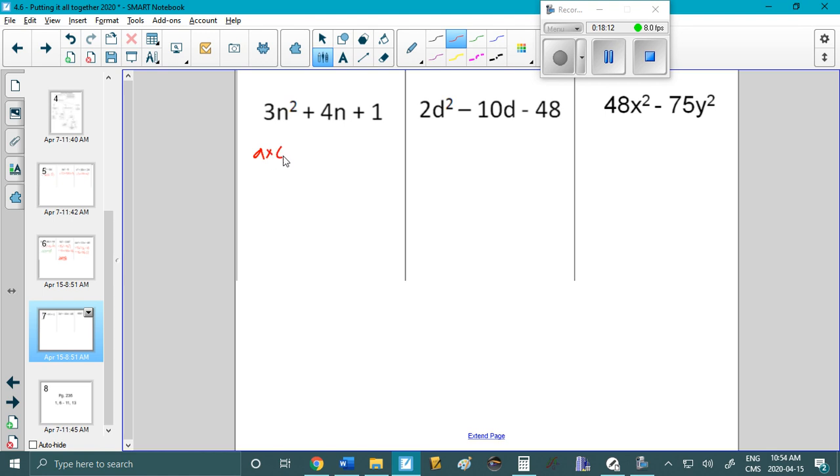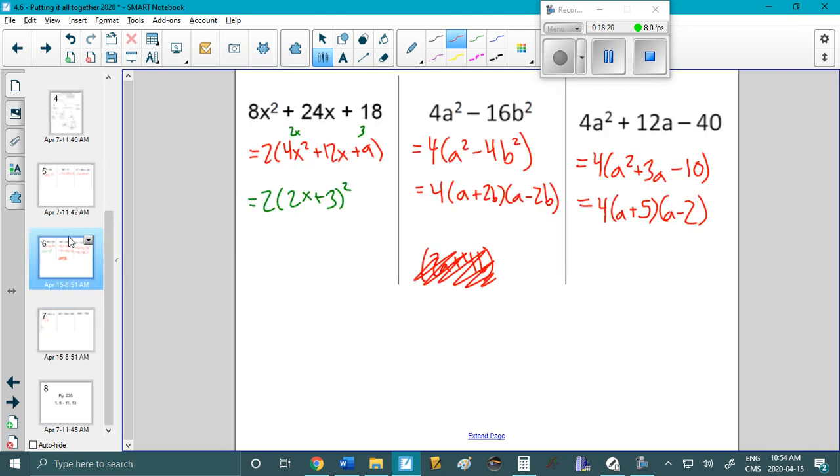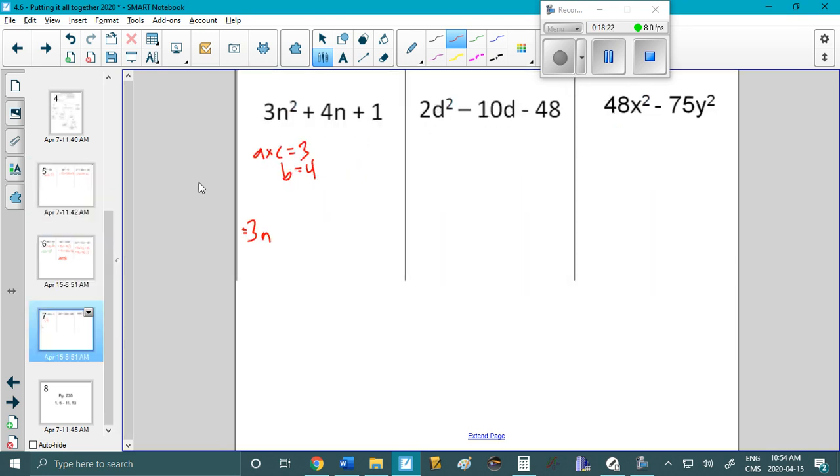So a times c is 3, b is 4. 2 numbers that multiply to 3 and add to 4. This is the kind of question that I find a lot of people screw up because they forget that 1 and 3 multiply to 3. So plus 3n plus 1n plus 1.